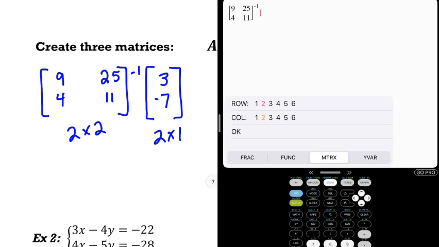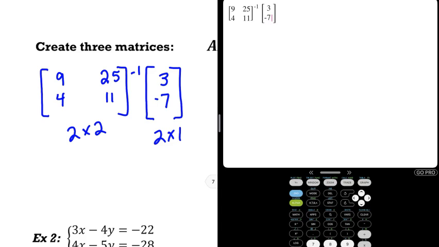Then we need to put in the other matrix. What's that second matrix going to be? How many rows does it have? 2. How many columns does it have? So the second one's a 2 by 1. So see if you got the same thing as me. So it comes out as negative 208.75.